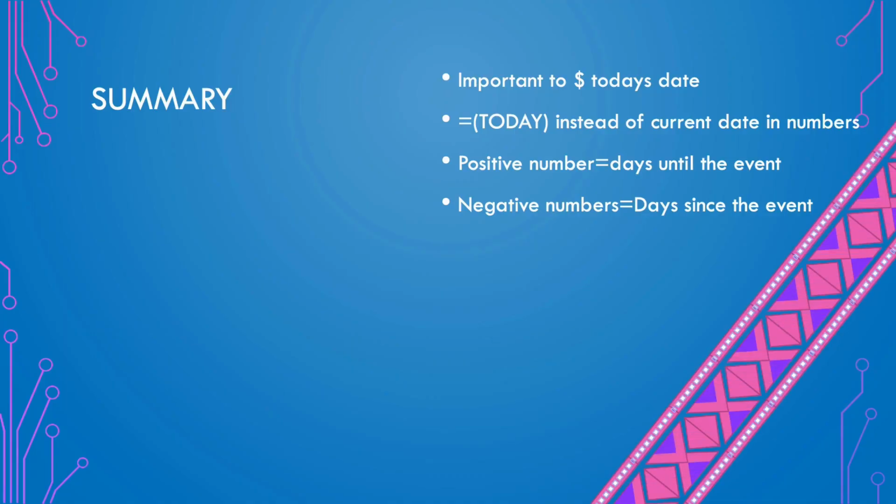So over to the summary. It's important to remember to put in a dollar sign into today's date in the formula you're making, since we want today's date to be the same. It's also important to use the word today instead of the current day in numbers, so you don't have to change it manually every time. Also, positive numbers are days until the event, and negative numbers are days since the event.